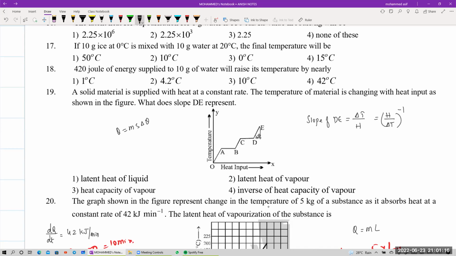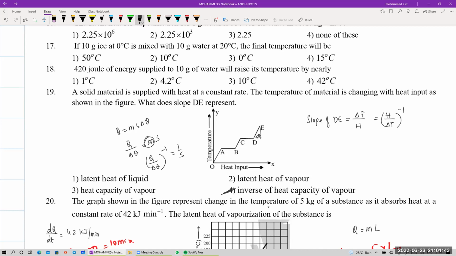So Q by delta theta will be equal to how much? Q by delta theta will be equal to m into s. Mass is constant. That means Q by delta theta inverse, what will it be? 1 by s only. That means it will be the inverse of what? Heat capacity of vapor. Very good question. Okay?